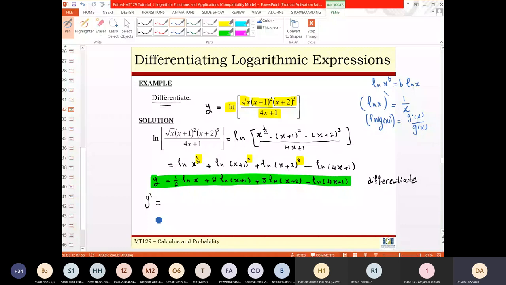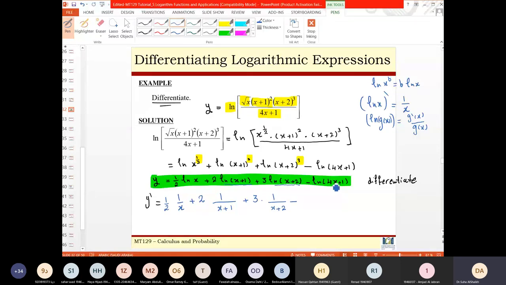So we come here, we differentiate ln x, and the derivative is 1 over x. Now the second function, I have 2 as a constant, and I have the function ln of (x plus 1). What's the derivative of ln of (x plus 1)? It is 1 over (x plus 1), where the top is the derivative of x plus 1, which is 1, plus 3 is a constant. And what's the derivative of ln of (x plus 2)? It is 1 over (x plus 2).